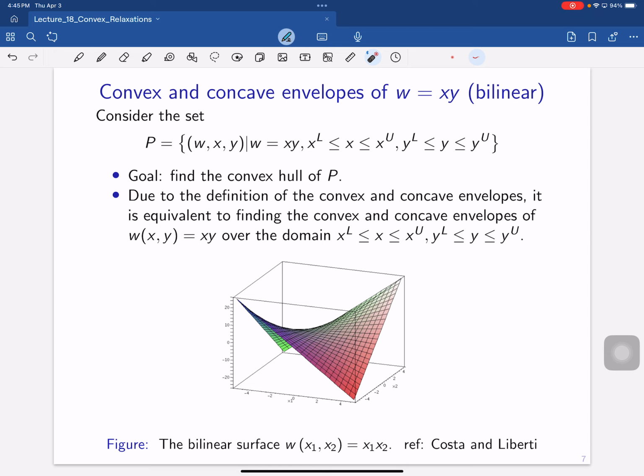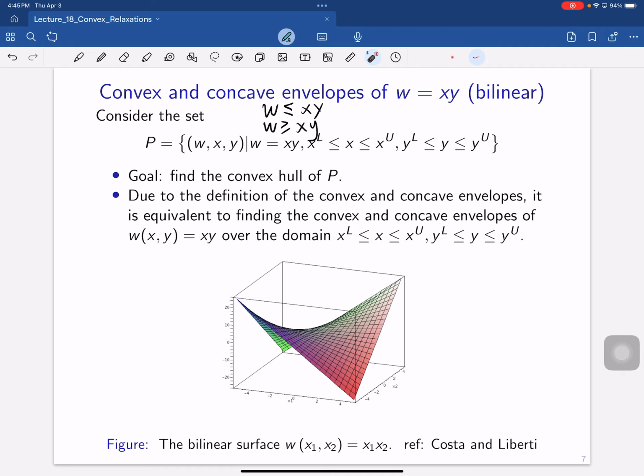So you can think about this as W less than or equal to x times y, and W greater than or equal to xy. So you want to find the convex hull for the intersection of the epigraph and the hypograph, and then essentially we want to get the convex hull of this set. Okay. Essentially, it is equivalent to finding the convex and concave envelope of W as a function of x times y.